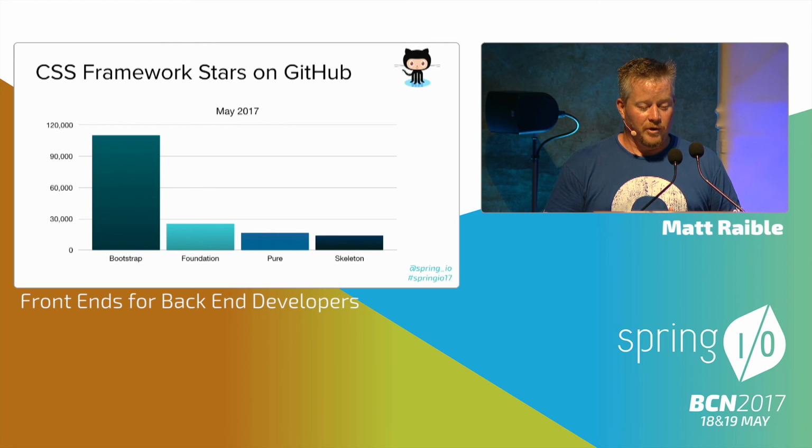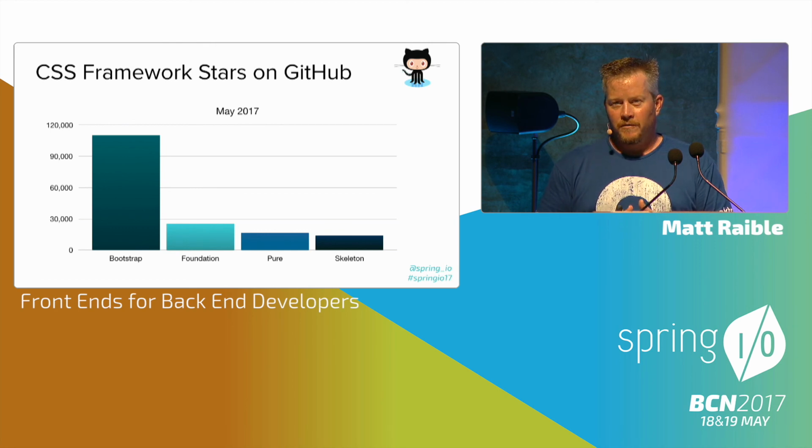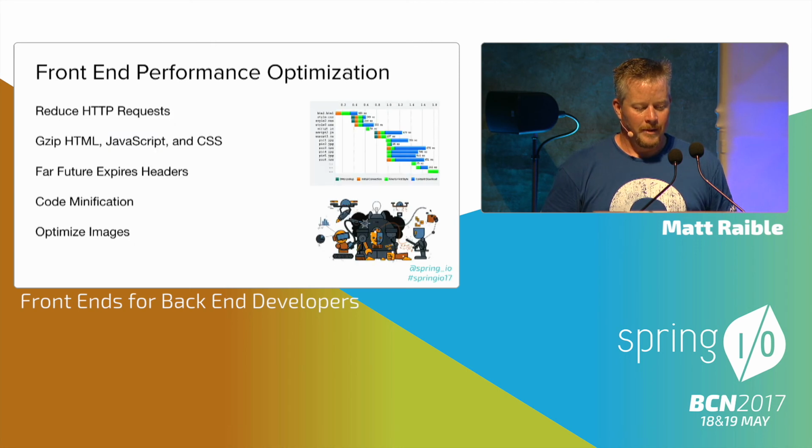So, CSS framework stars on GitHub. You can see that Bootstrap is still by far the most popular. We also have front-end performance optimization. You want to reduce HTTP requests. That's your most important thing. So concatenate your JavaScript files. gzip and expires headers are the number one thing.